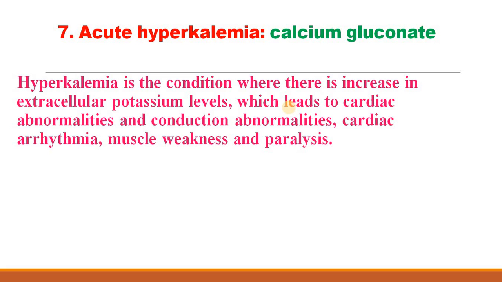You know that potassium is an intracellular electrolyte and sodium is an extracellular electrolyte. If the potassium level is increased extracellularly, it is known as hyperkalemia. Why will there be abnormalities in the cardiac tissue, like conduction abnormalities, cardiac arrhythmia, muscle weakness? Because there will be no availability of sodium and potassium for exchange. There will be less exchange of sodium and potassium, and that's why there will be conduction abnormalities.